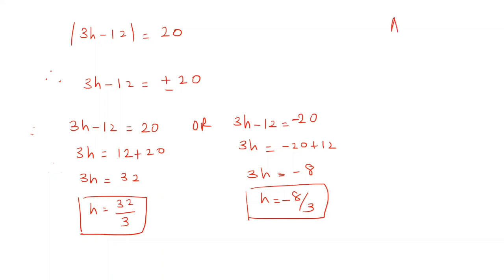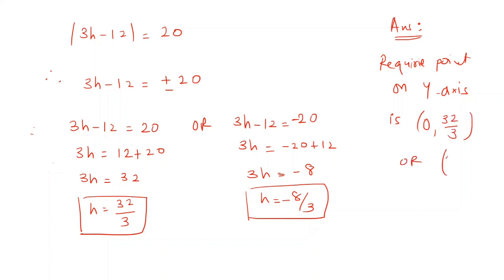So my answer is: the required point on y-axis, which I assume 0 comma h, can be 0 comma 32 by 3 or 0 comma minus 8 by 3. That's it. Okay, so let's go to another example.